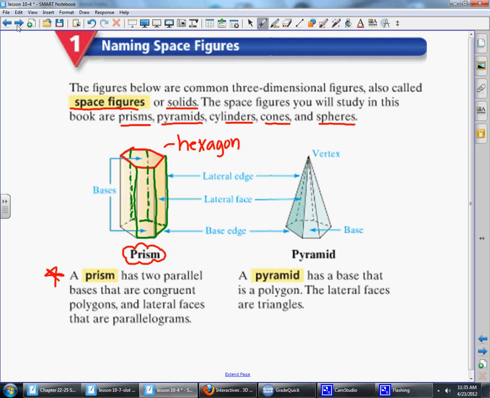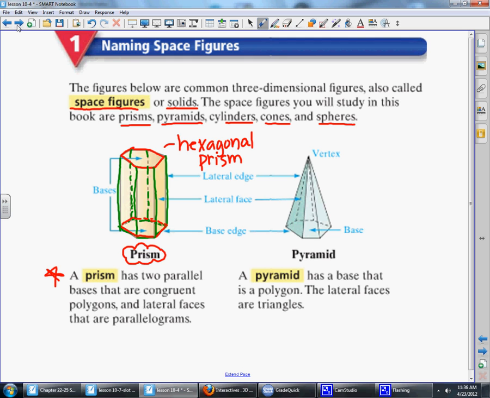So the lateral faces, or the faces that connect the 2 polygons together, so the lateral faces connect the 2 polygons together. Because the base is a hexagon and the lateral faces are rectangles, this would be called a hexagonal prism.